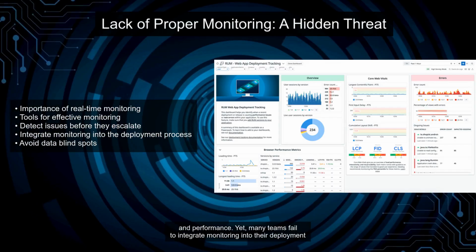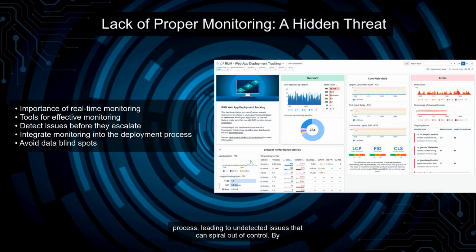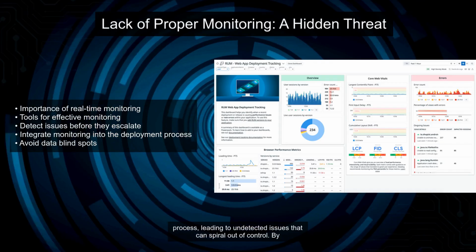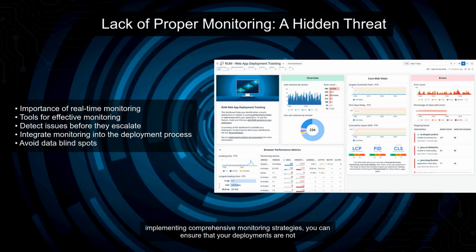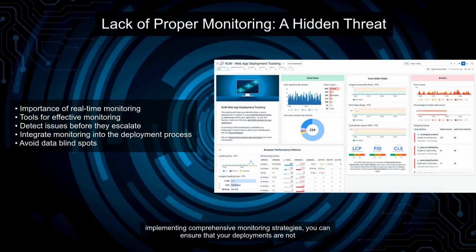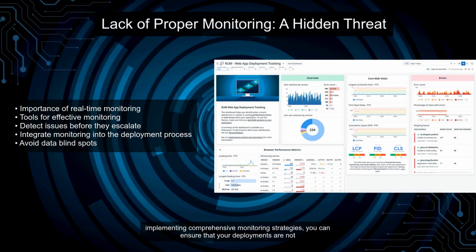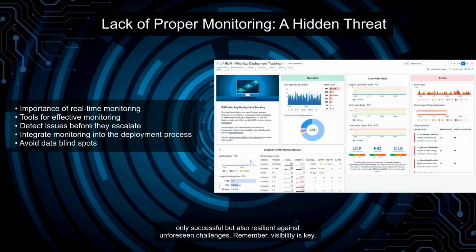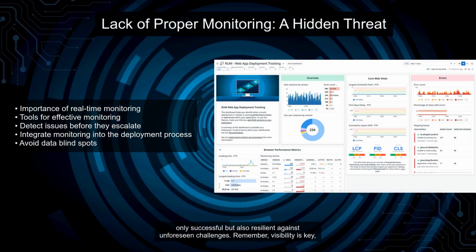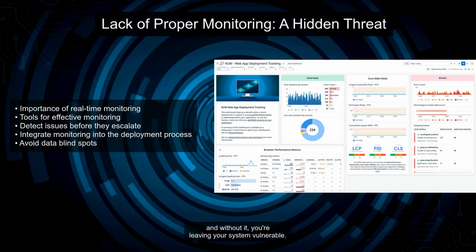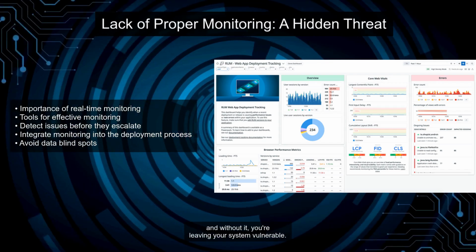Yet, many teams fail to integrate monitoring into their deployment process, leading to undetected issues that can spiral out of control. By implementing comprehensive monitoring strategies, you can ensure that your deployments are not only successful but also resilient against unforeseen challenges. Remember, visibility is key, and without it, you're leaving your system vulnerable.